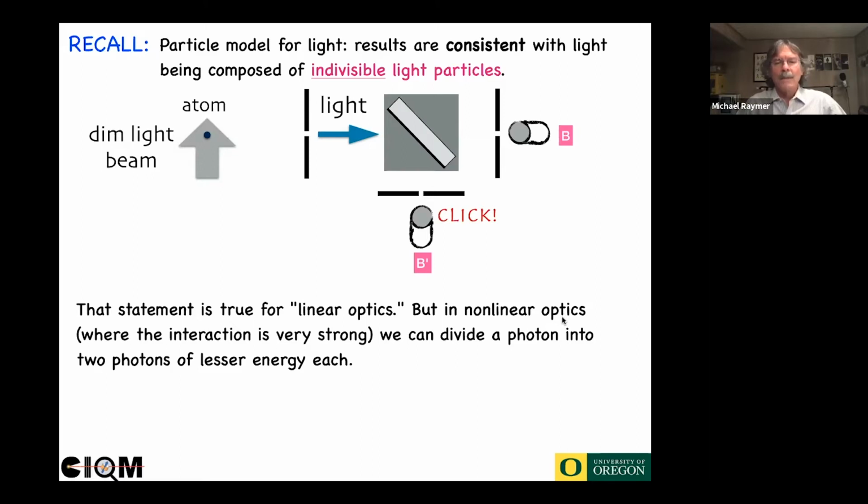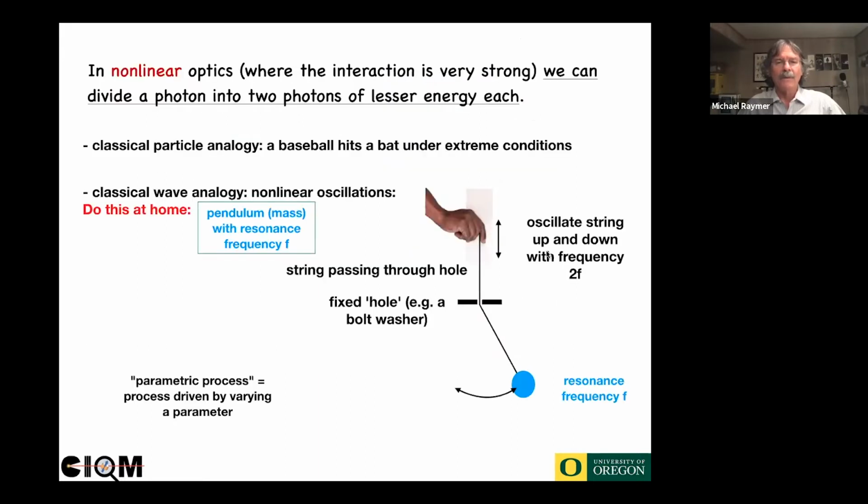Now, this statement is true for what we call linear optics, and that more or less defines linear optics. It's a case where light interacts very weakly with matter, such as a beam splitter. But we also know that in nonlinear optics, we can divide a photon, and we discussed this in the latter half of last session. Now, I introduced last session a classical analogy, which is called a parametric process.